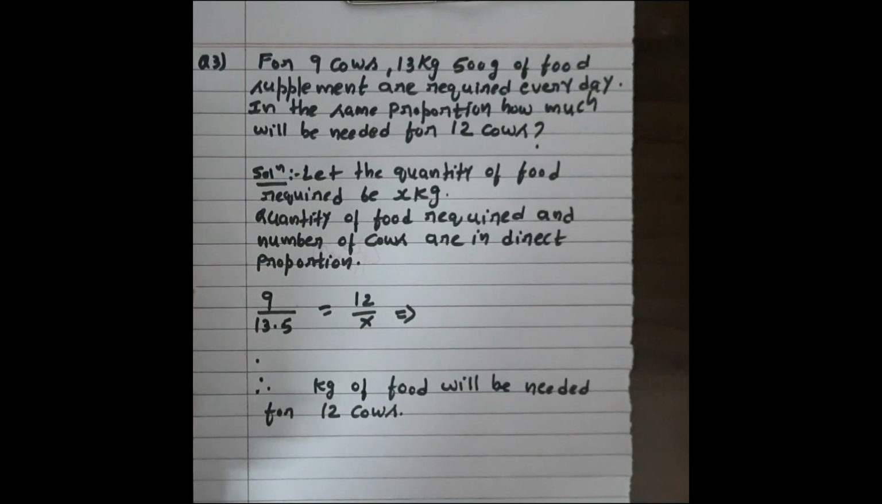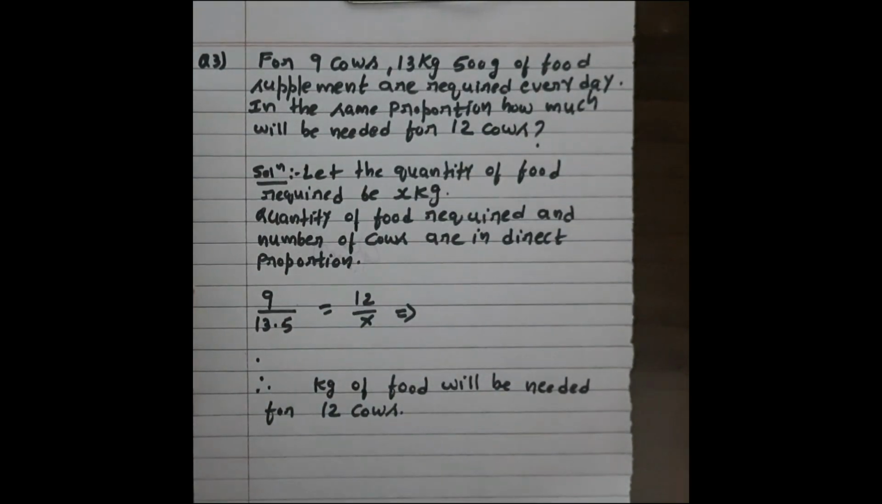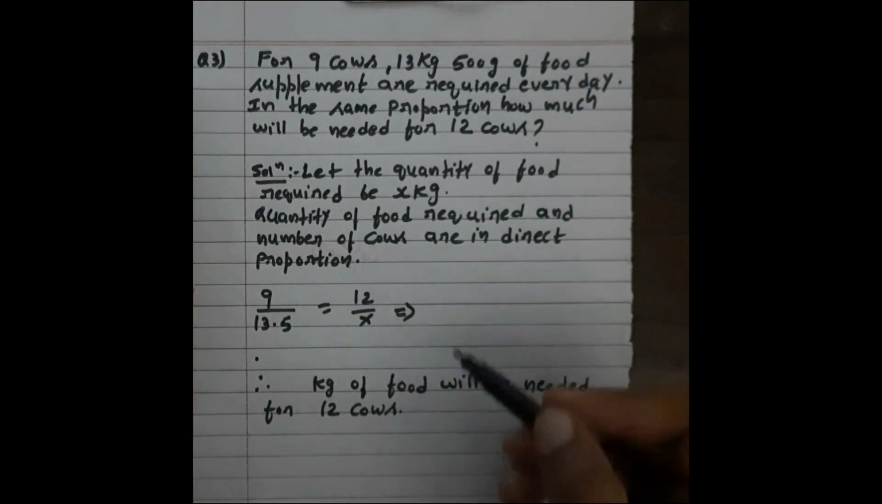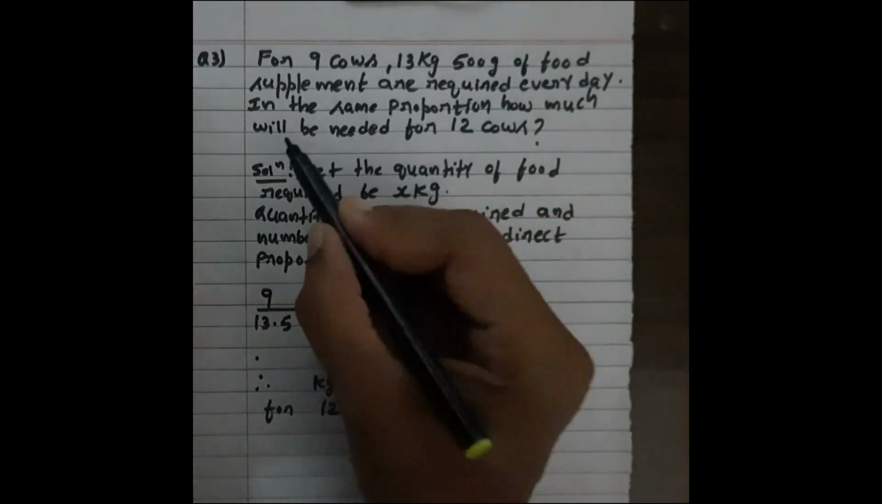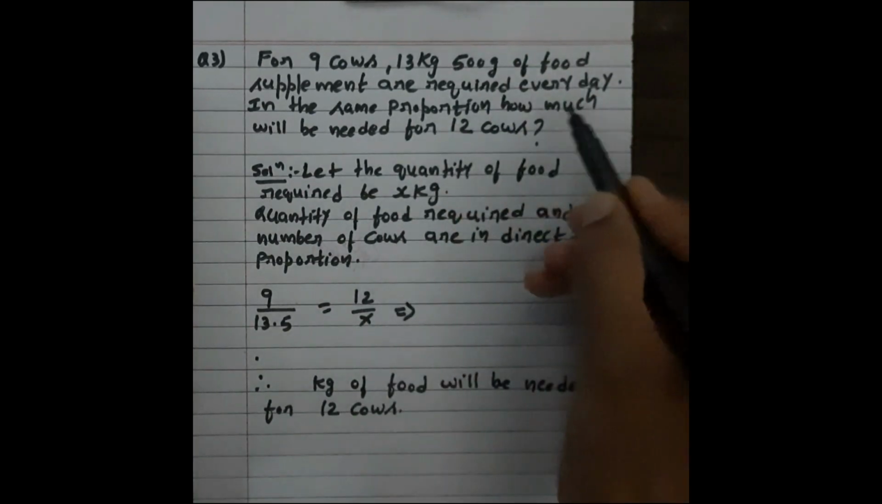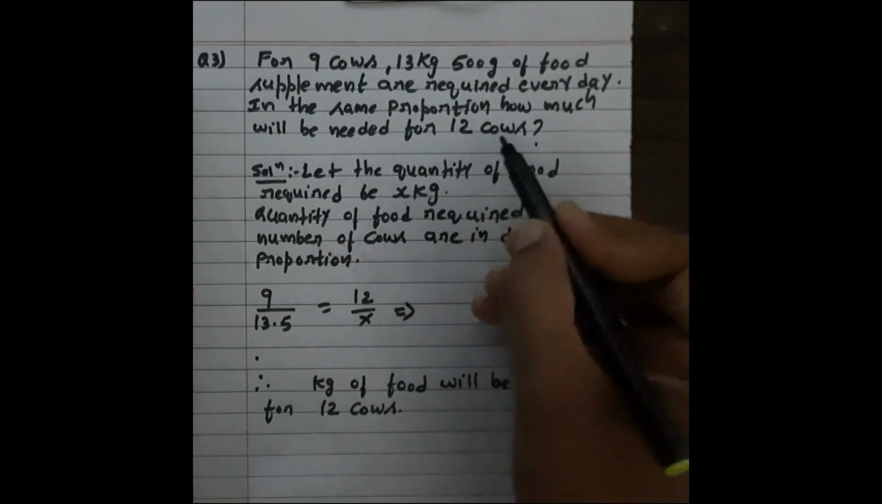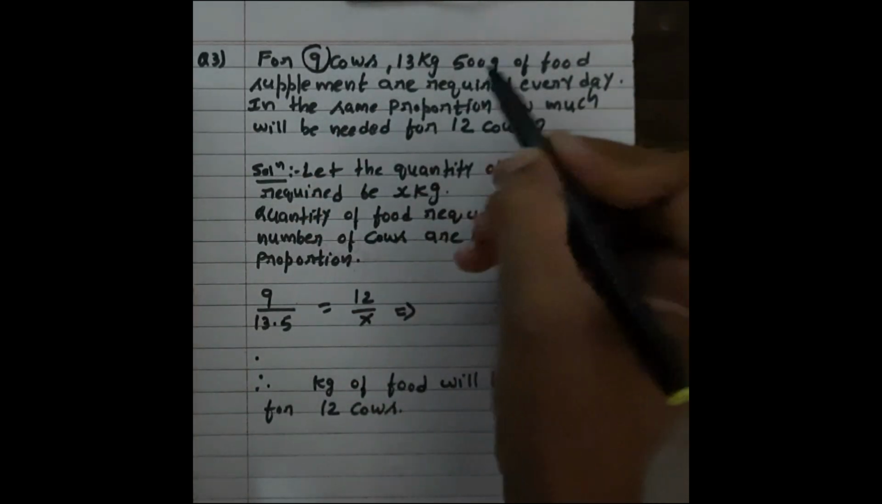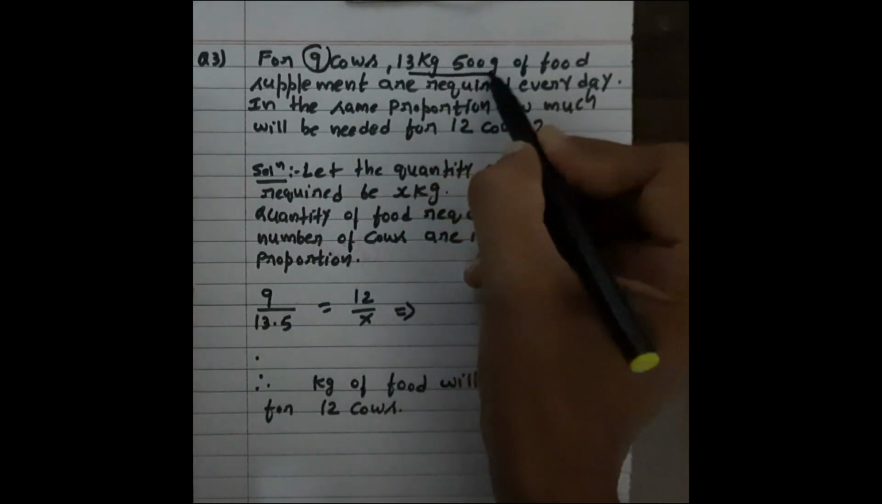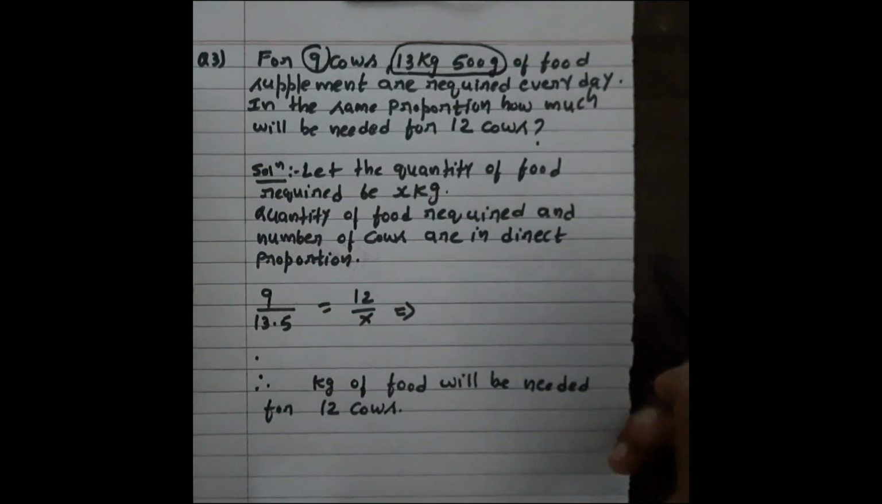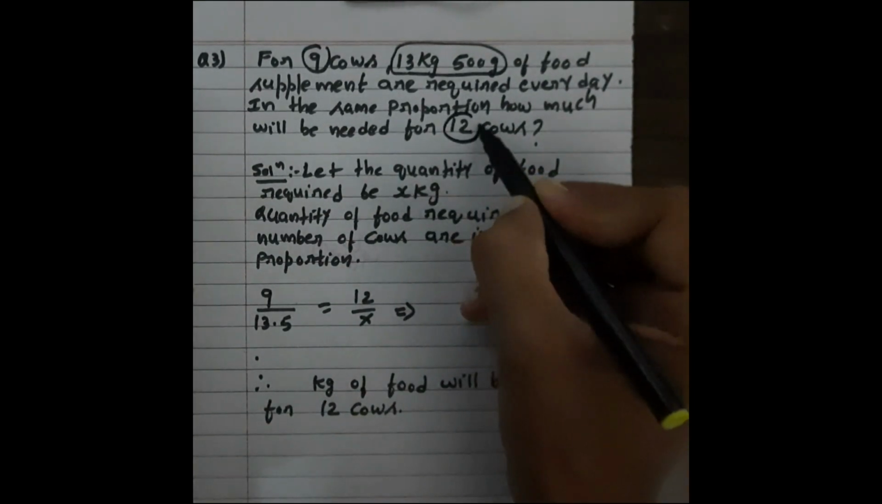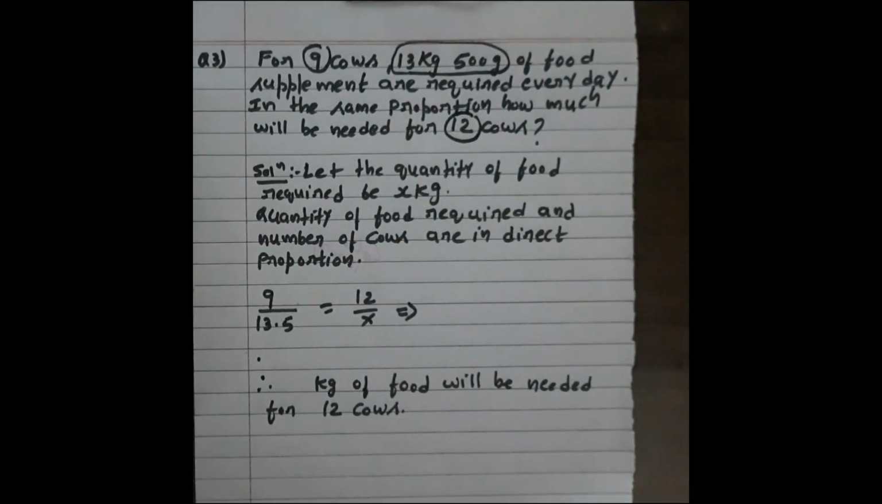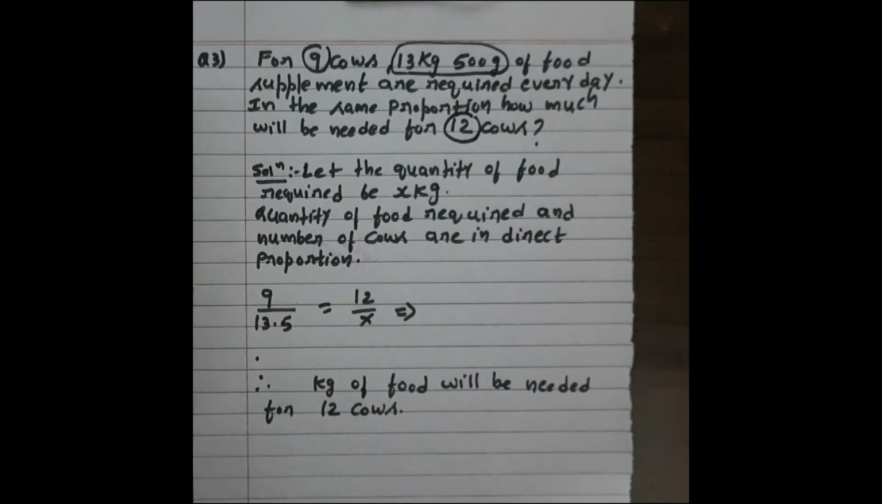Next question. For 9 cows, 13 kg 500 gram food supplement is required every day. In the same proportion, how much will be needed for 12 cows? Okay. For 9 cows, food required is 13 kg 500 gram. For 12 cows, how much food is required? That we have to find out. That is the meaning of the question.